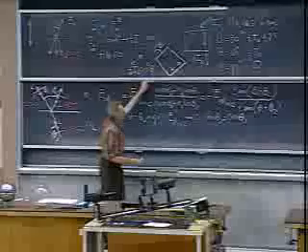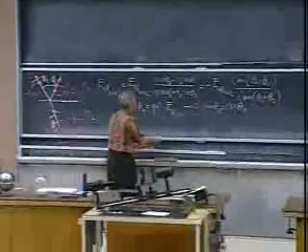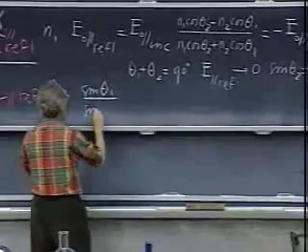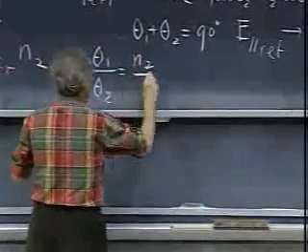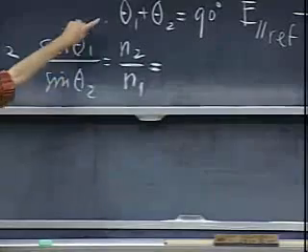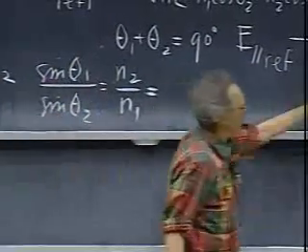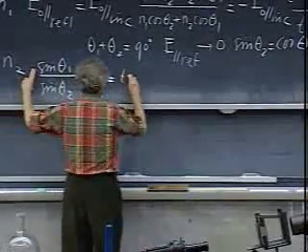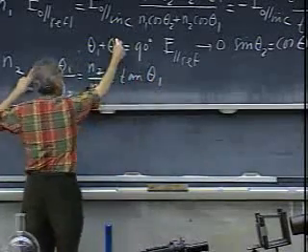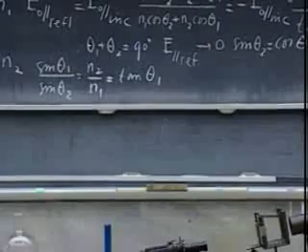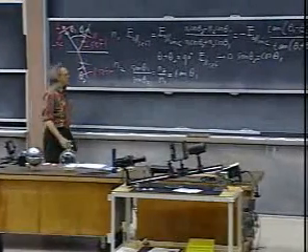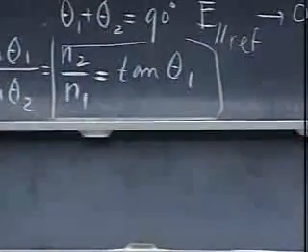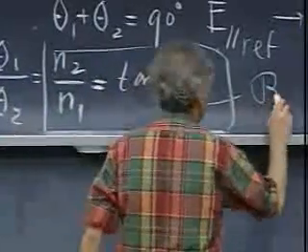And now if I remember Snell's law, which says that the sine of theta 1 divided by the sine of theta 2 is N2 divided by N1, I can replace, only for this special case, the sine of theta 2 by the cosine of theta 1. And so I get here the tangent of theta 1. If this is the tangent of theta 1, then we have met the condition that I was looking for, that I end up with 100% linearly polarized light. This is the secret to getting 100% polarized light, and this angle is called the Brewster angle.